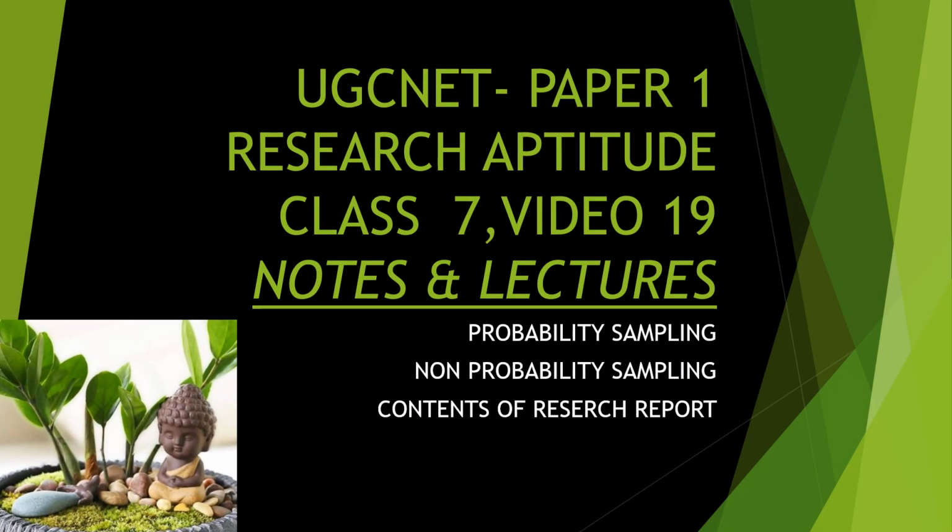Okay, hello friends. We can start with our research aptitude. This is the seventh class of research aptitude, and today we are discussing probability sampling, non-probability sampling, and contents of research report. I have told you already in the previous video that we will discuss probability sampling and non-probability sampling in other classes because it's a very important topic. Usually they ask questions from this side, so you must know these two samplings very well.